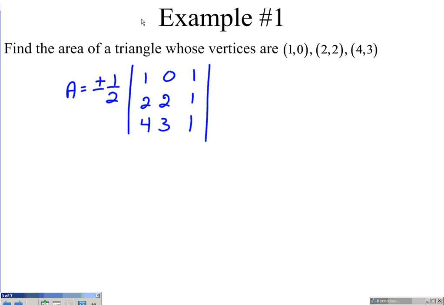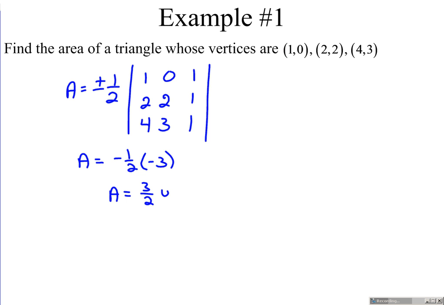So now going back here, we now know that the value of this determinant is negative 3. So that means we want to use negative 1/2 so that we get a positive area. And the area of this triangle would be 3/2 square units.